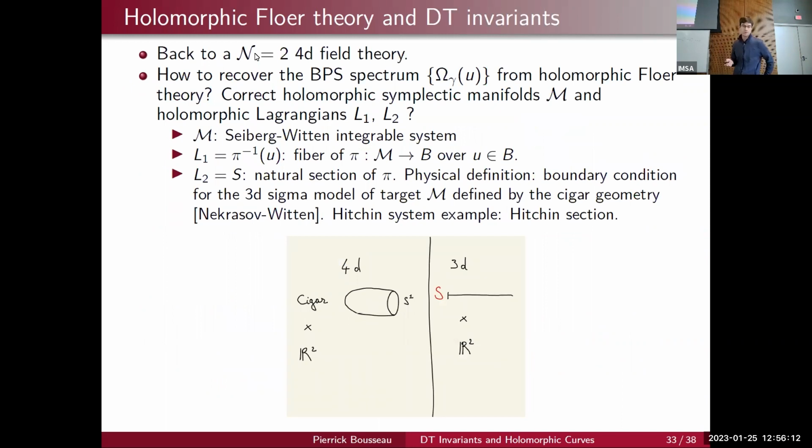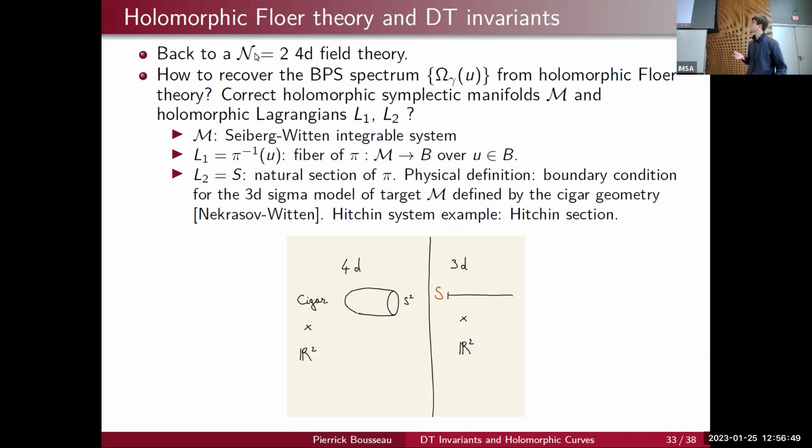So now I'm back to our original question, back to the four-dimensional field theory. The original question is why it should be the case that you can recover the BPS states of this theory from something like holomorphic curves or holomorphic Floer theory of the associated integrable system. So what I need to describe is, we know what the holomorphic symplectic manifold is. It's just this integrable system, complexified. And what I need to do is to produce two interesting holomorphic Lagrangians, which will reproduce our previous story.